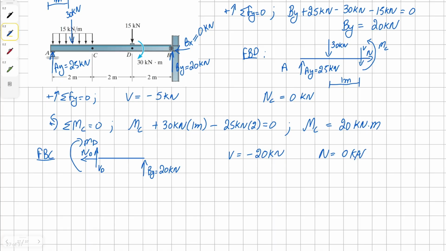And finally, we just have to find our moment at point D. So to do that, we simply have to sum the moments. Our technical term is equilibrium moment equations. So we're going to have our moment D, which is clockwise, so it's going to be negative, and then counterclockwise 20 kilonewton, and it's 2 meters away from point D, all equals 0. Solving for moment D, we get our solution as 40 kilonewton meter.